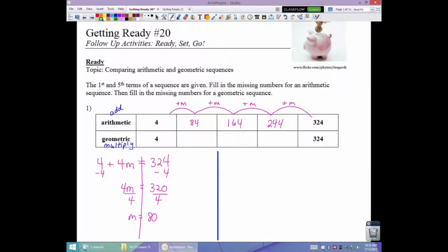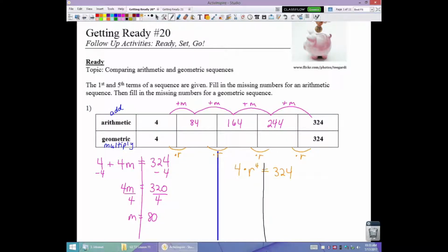All right, now we have to completely start a brand new problem for the geometric. Although we set it up much the same way, with the exception being that geometric we multiply. So once, twice, 3 times, 4 times, but now we are multiplying by what we call a common ratio. So I'll use R, the common ratio 4 times. So that means we started out with 4, we multiplied by R, then another R, then another R, then another R. So the short way to write that is R to the 4th is equal to 324.